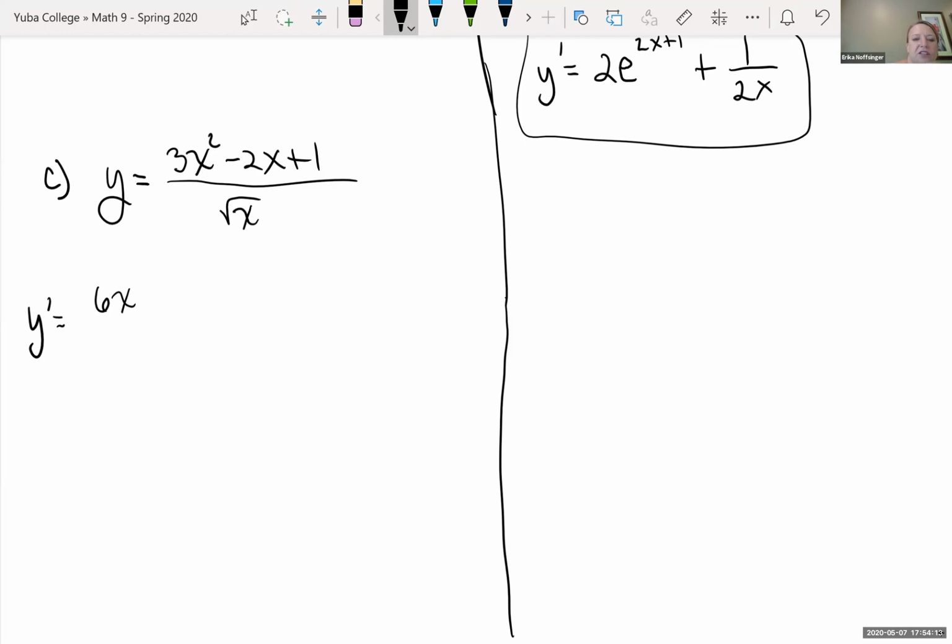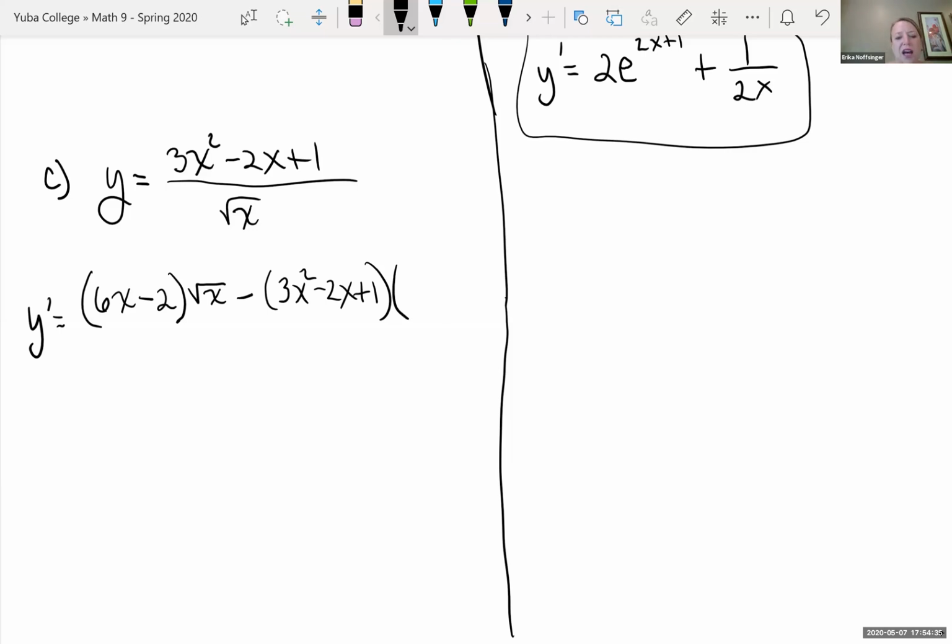Derivative of negative 2x, so minus 2. Derivative of 1 is 0. So the derivative of the top, 6x minus 2, times the bottom, root x, minus the whole top, 3x squared minus 2x plus 1, times the derivative of the bottom.